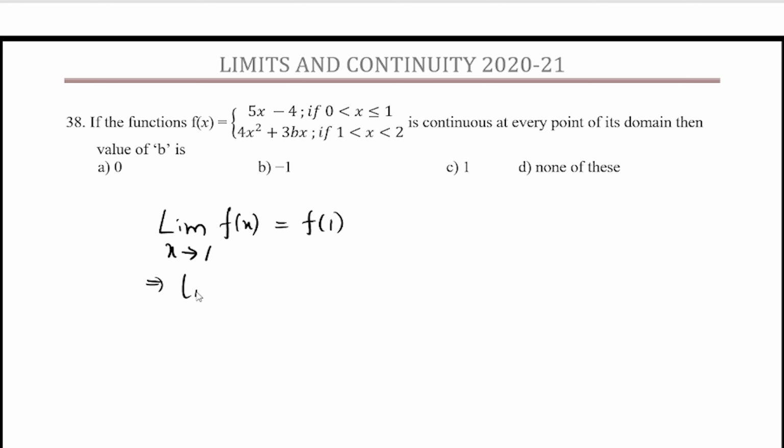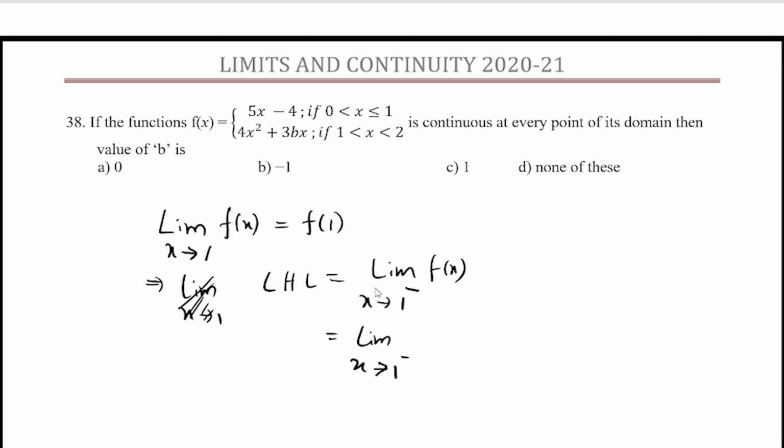So this implies the limit as x tends to 1 of f of x. That is, to find LHL and RHL. Now here LHL is equal to the limit of f of x as x tends to 1 minus. 1 minus means select the function f of x such that x is less than 1. That is the first one, so its value is 5x minus 4. Put x equal to 1, 5 minus 4, that is 1.